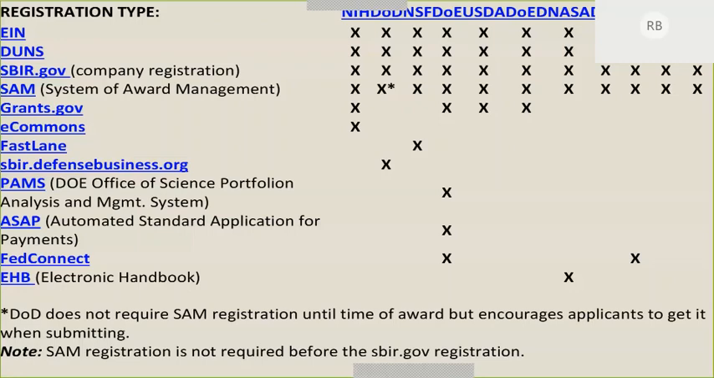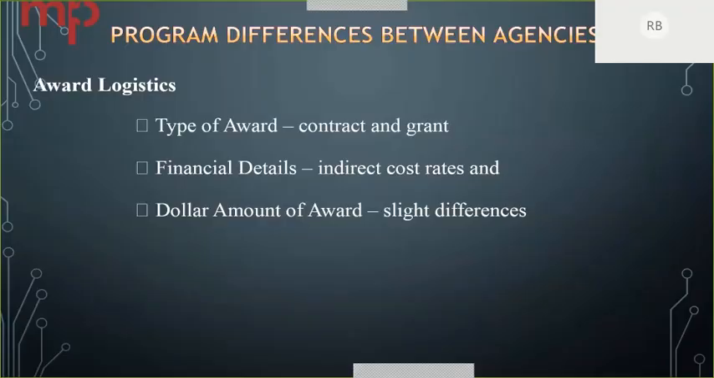It says, note SAM registration is not required before the SBIR.gov registration either. So between DOD and SBIR.gov, which is the SBA, they don't require it. It doesn't mean that you don't try and get it out of the way and get it done. Put it in your schedule to make sure that it gets done at the time of submission. So, got a lot of registration work to be done.